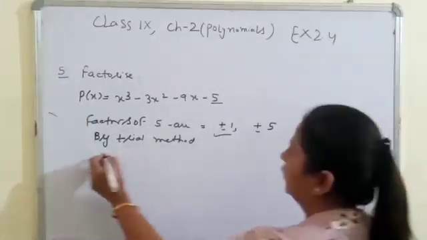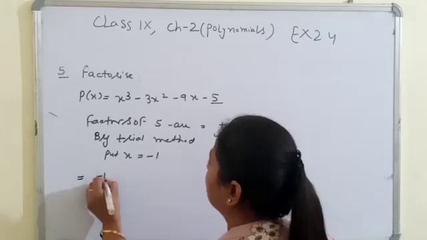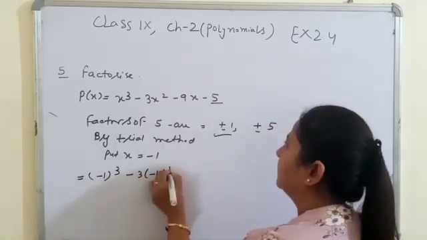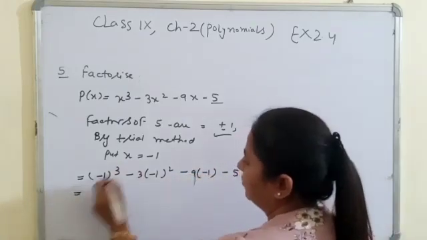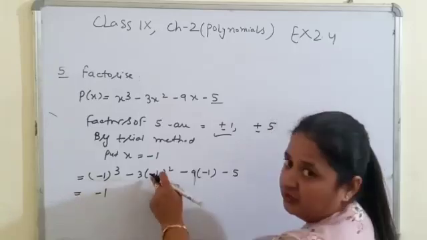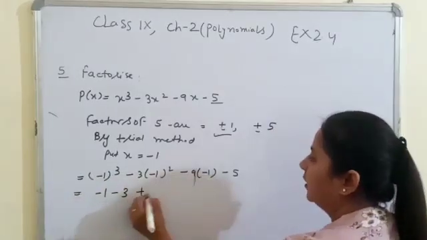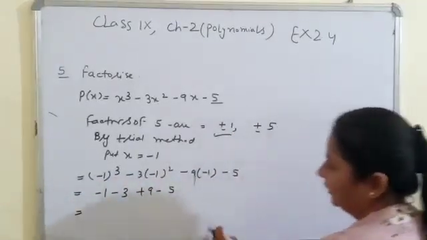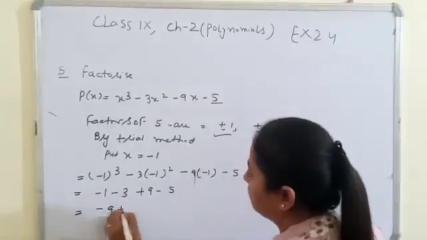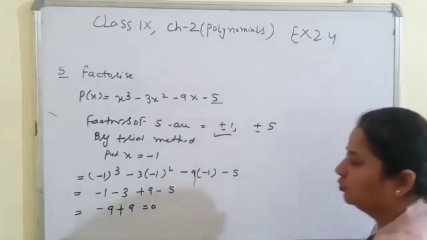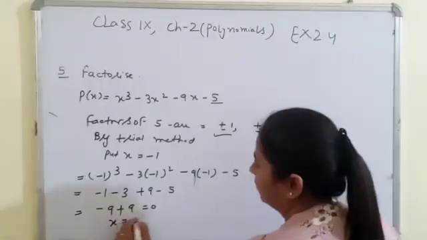Roughly you can check for which value this polynomial is 0. Minus 1 power 3, minus 1 power 2, minus 9 times minus 1, minus 5. Minus 1 to an odd power is minus 1, and to an even power is plus 1. So minus 3 plus 1, collect all the negative: minus 5, minus 3, minus 1, minus 5, minus 3, minus 8, and minus 1 plus minus 9 plus 9. This is 0. So here we can say x equal to minus 1 is a factor of the given polynomial.